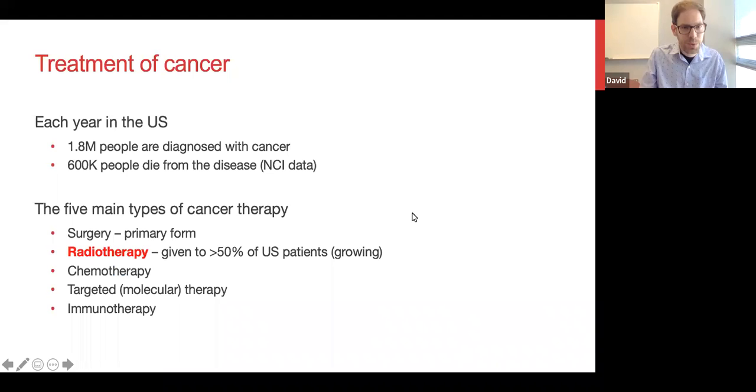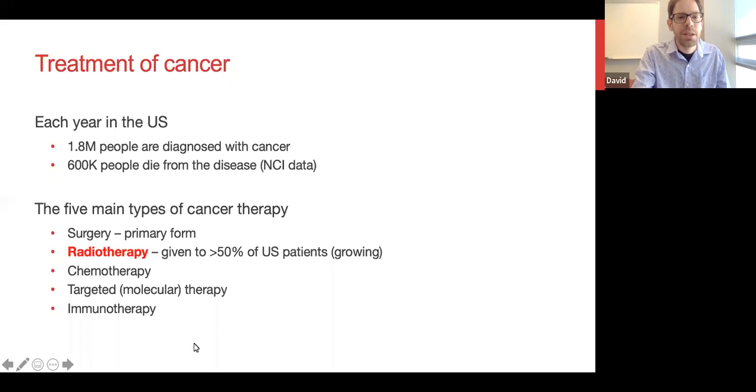So as I'm sure you all know, cancer is one of the main sources of mortality everywhere in the world. In particular, even in the US, about 600,000 people die from this disease every single year, even with access to advanced forms of therapy. And there are generally 5 main types of cancer therapy. There is surgery, which is the primary form. There's radiation therapy, which is what I'll talk about today, and chemotherapy, targeted therapy, immunotherapy.